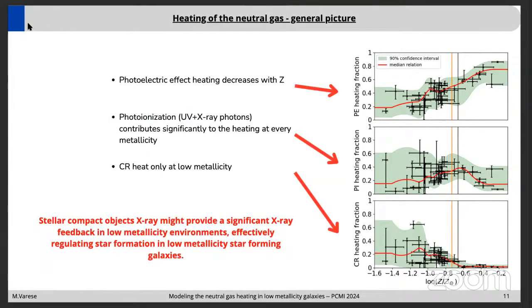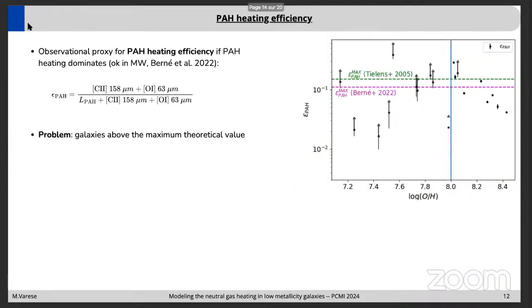You have the general picture here with all three mechanisms. And the main message is that X-ray heating from stellar objects can provide a significant source of feedback at a galactic scale. And so it's important to take them into account in neutral gas modeling or simulations. So once we have these results, we can wonder what we can actually do with that.